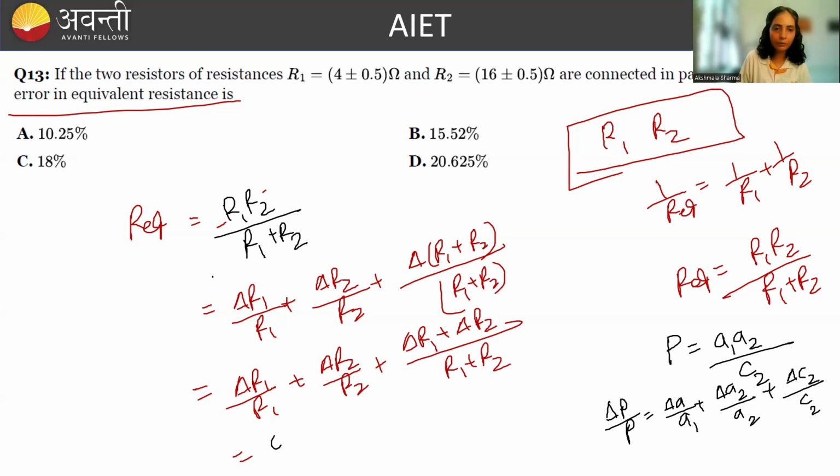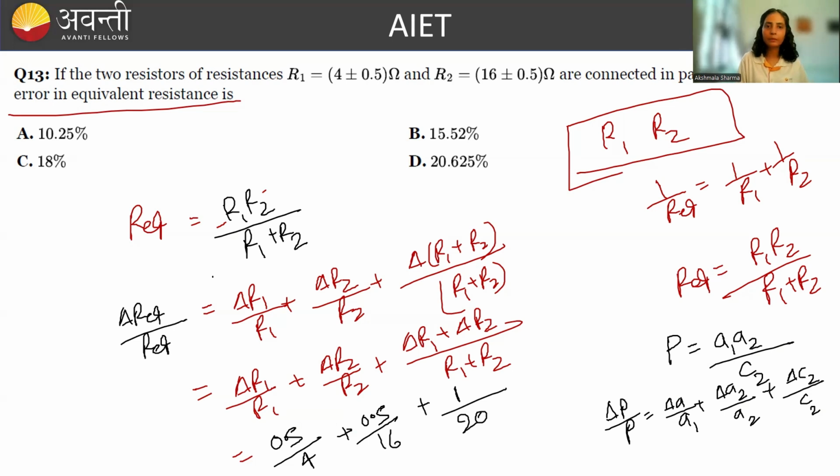So here, 0.5 by what will you write? 4. R1 is 4. Second is what? 0.5 by 60. Okay? And delta R1 plus delta R2 will be how much? 1. R1 plus R2 will be how much? 20. Okay? So you can solve it and then you will get, sorry, this is your delta R equivalent by R equivalent. Okay. Now, if you want me to solve it, then what else needs to be done?